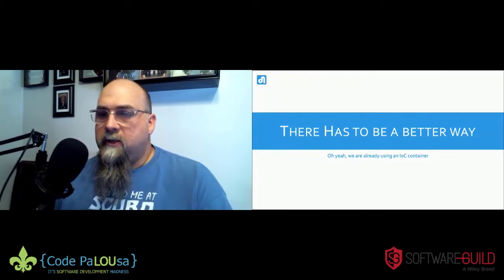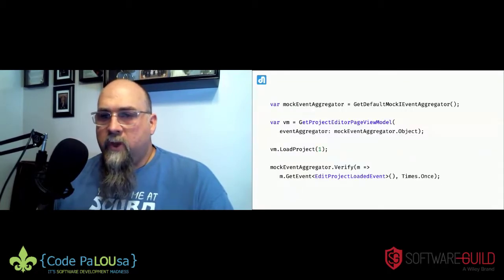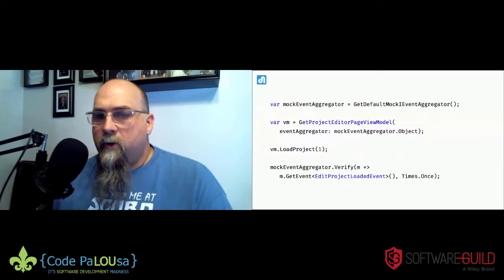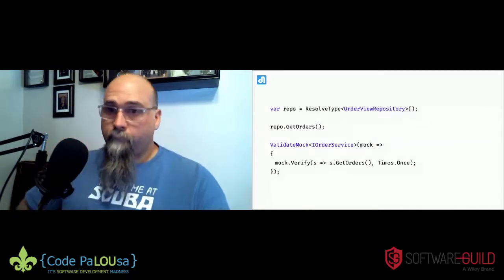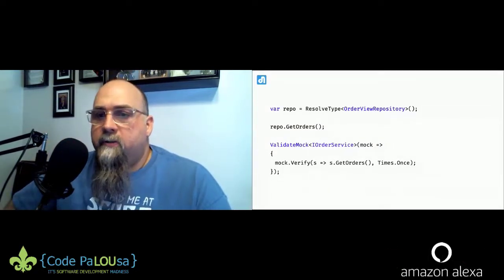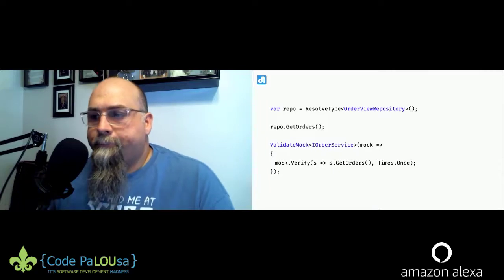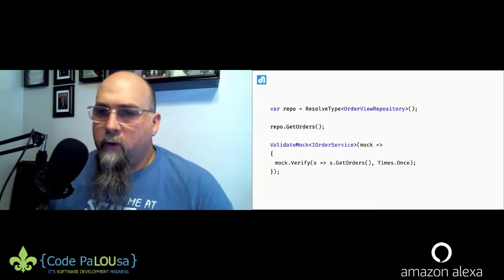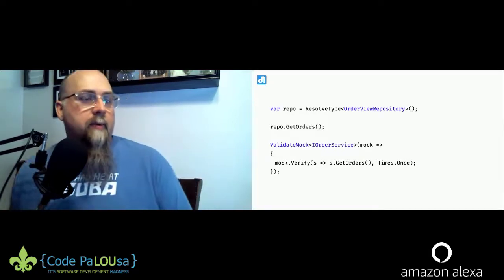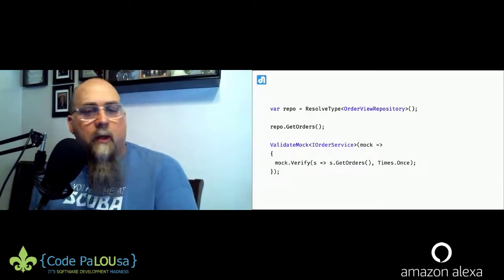What if I could create, instead of tests that look like this, which isn't too bad, not bad at all, a test that looked a little bit more like this, where all I've got to do is resolve the thing I want to test and call it, and then maybe just call a method that says, hey, make sure the thing I expected to happen happened. I got to thinking about how I could do that and what it would look like. And so what I ended up with was something along the lines of this.